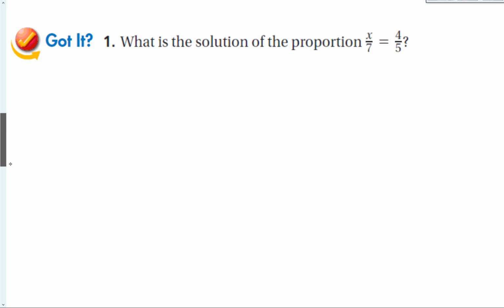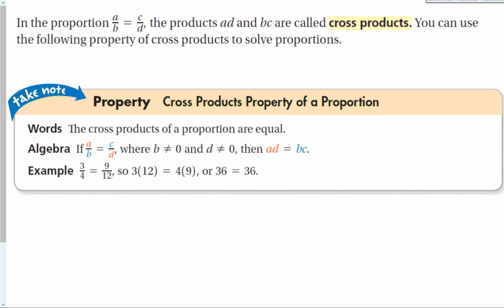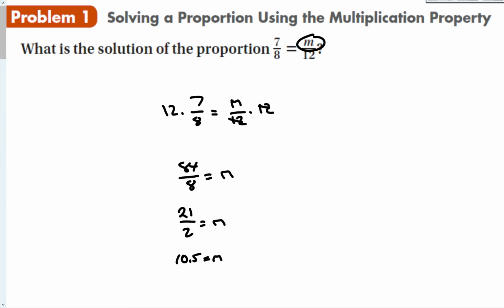Let's try another one. Okay? This time, the variable is on the left-hand side. So x over 7 is equal to 4 over 5. I'm going to multiply both sides by 7. The 7's then cancel, right, to get the x by itself. So that's 4 times 7, which is 28 over 5, which does not reduce. But if I wanted to, I could change it to a decimal with my calculator. Okay? So that usually works if, notice where the variable is. The variable is on the top. But it doesn't always have to be on the top.